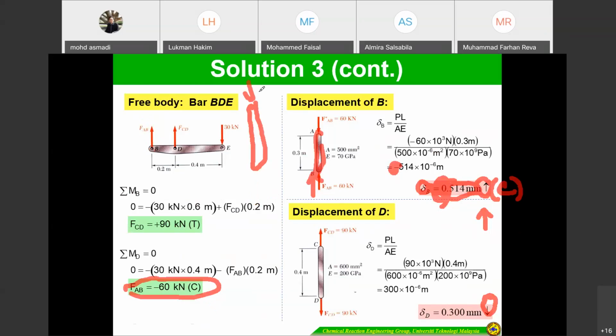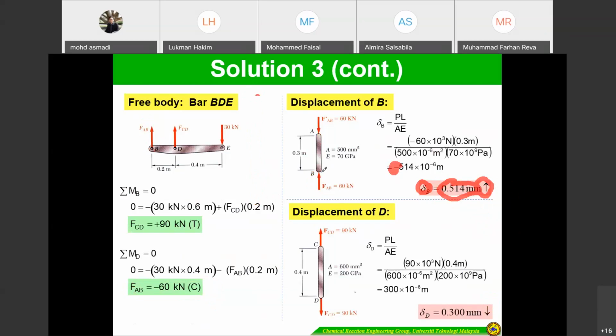It becomes this direction. Look here, that's why this one is compression. So meaning that your arrow for the bar BDE should be in this direction. That's why we include the negative. But if you want to remove the negative, you have to put a sign C here, or an arrow up or down, so that we can remove the negative. Do not forget that. This shows whether the bar is in compression or tension.